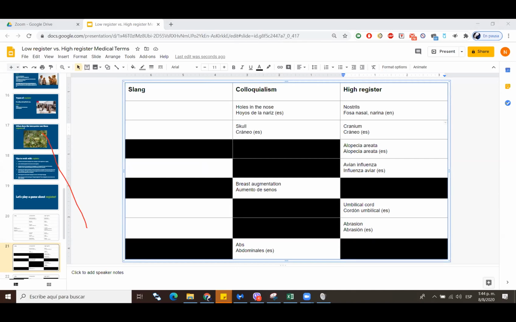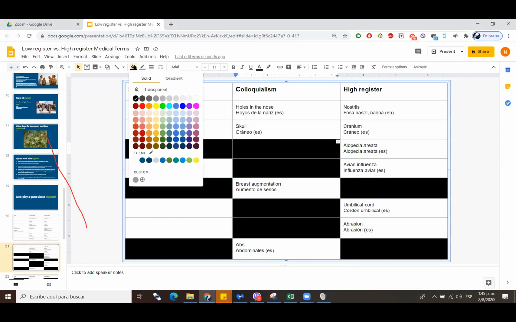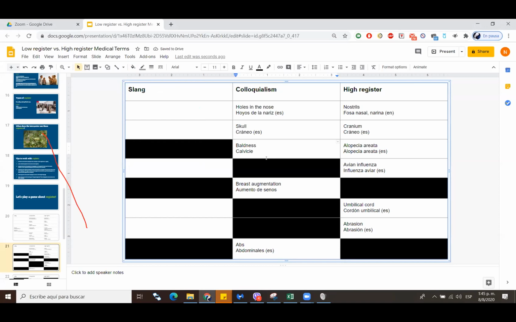Okay, now who can say this high register: alopecia areata? Is that the hair falling? Yeah. Hair falling could be like a colloquialism, but there is another way of saying it as well. Baldness. Yes. Okay, what would be a slang? Losing your hair. Losing your hair, hair falling. Baldy. Balding. Pelón in Spanish. Chrome dome. Oh, yes. But baldy is also good.